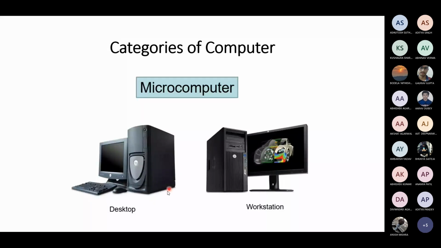So this is a simple desktop, a personal computer. We can also call it a workstation. A workstation simply has a little higher capacity than a personal desktop. You'll have a better graphics card, a better processing speed, and better storage capabilities. So it's simply better than a desktop, right? So this is a simple idea of a microcomputer.